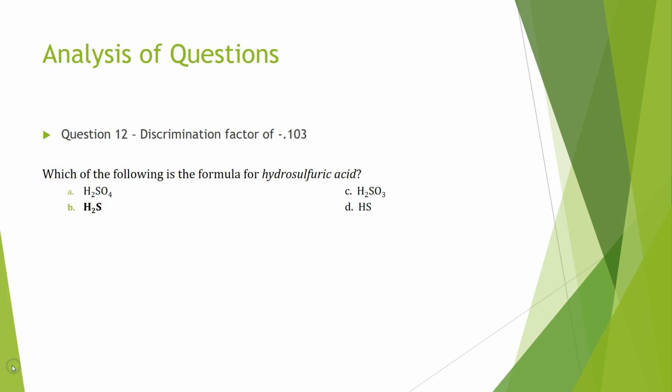The next question is the same question that showed up with the complexity or difficulty analysis. This question, what is the formula for hydrosulfuric acid, had a discrimination factor of 0.103.